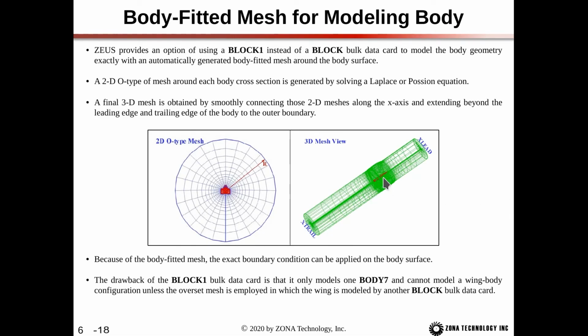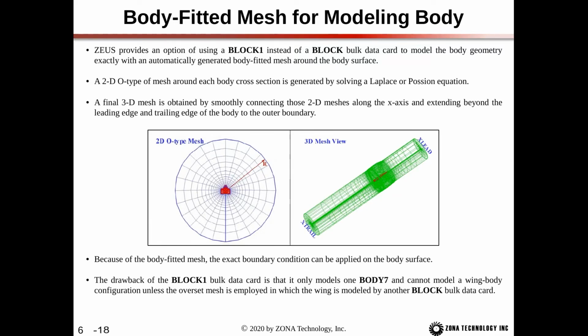So we look at this 3D view. At every X station, we have the 2D O-type mesh generated, and then we come back and just connect all of those generated 2D planes to have our final 3D mesh. And then you can see the mesh is extended from the nose and the tail out. Now because of this body fitted mesh, the exact boundary condition can be applied on the body surface.